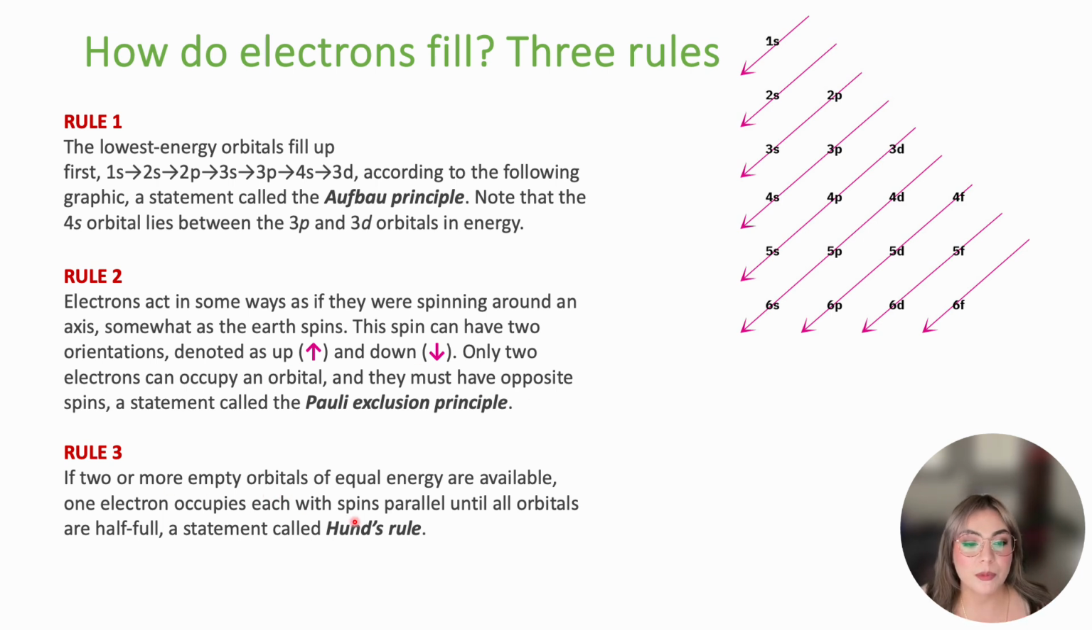And then finally, rule number 3 is Hund's rule, where if you have 2 or more empty orbitals of equal energy, one electron will fill each until everything is half full, and then you start pairing everything. So if you have a set of them, let's say a set of the 3p orbitals, there are 3 orbitals. They want to be half filled versus having some paired electrons. They would rather be half full. That is better for them.